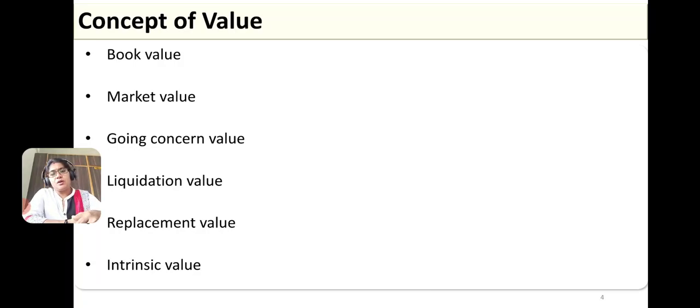Then we have something called replacement value. This is the value that has to be paid if you are replacing the asset or the security, the present value at which it can be replaced. That is called the replacement value.